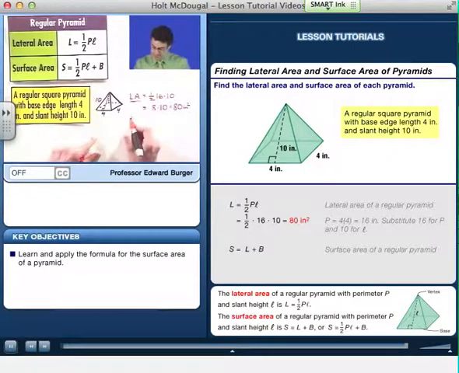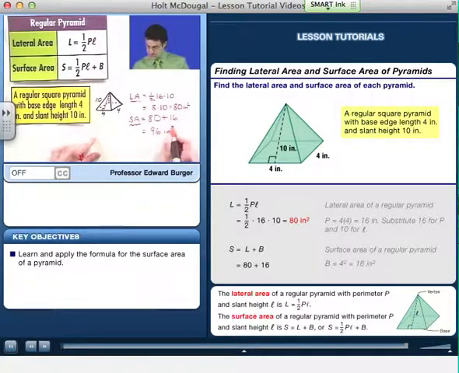Well, the surface area is really easy. It's just going to be the lateral area, that's what we just found, and then we have to find the area of the base. Well, the area of the base is just going to be the area of a square, with each side being 4. So that's going to be 4 squared, which is 16. And so that produces an answer of 96, and again, the units are inches squared.